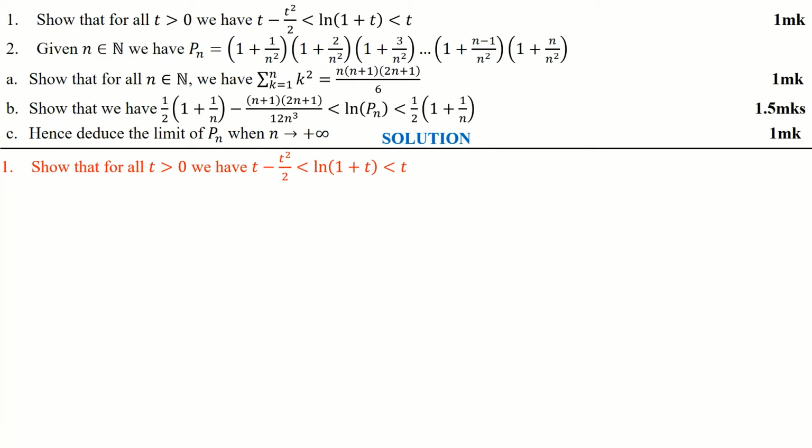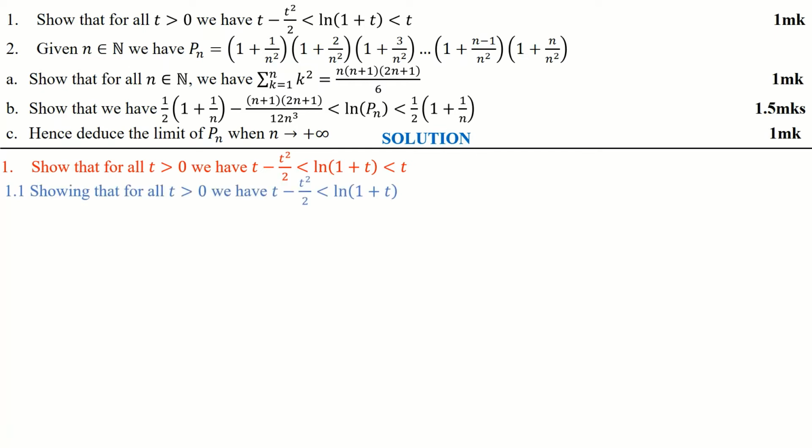It's asking us to show that for all values of t greater than 0, we have t minus t squared on 2 less than the ln of 1 plus t, which is less than t. So I'm going to show you how to go about this question using a method. Now there are many methods actually, but I'm going to show you a very short method that you can always use to approach questions like this, and it always works, always.